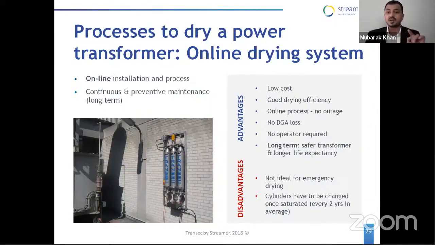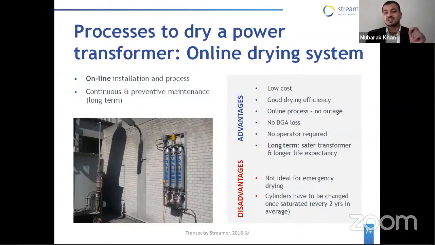There is no operator required. It is a permanent solution to be installed on the transformer permanently. It is safer for the transformer and has a very long life expectancy. Okay, if you install this, definitely your transformer life will increase by around 30% minimum.